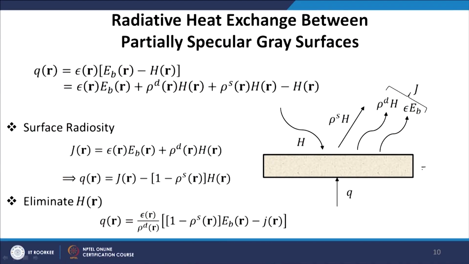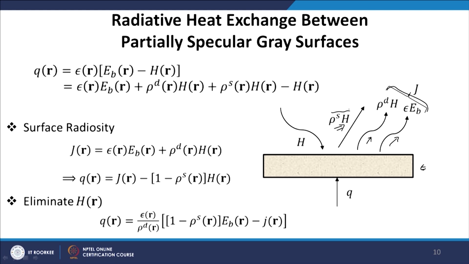We have a surface, this surface is partially specular, it emits radiation diffusely, that is why epsilon times the black body emissive power. It reflects radiation diffusely. So, there is a diffuse reflected component, together with the, we call this radiosity, just like we defined radiosity for a diffuse surface. The other term, that additional term, that is only for this partially specular surface, is the specular reflected component, rho superscript s times H, where H is irradiation. So, this is the additional component.